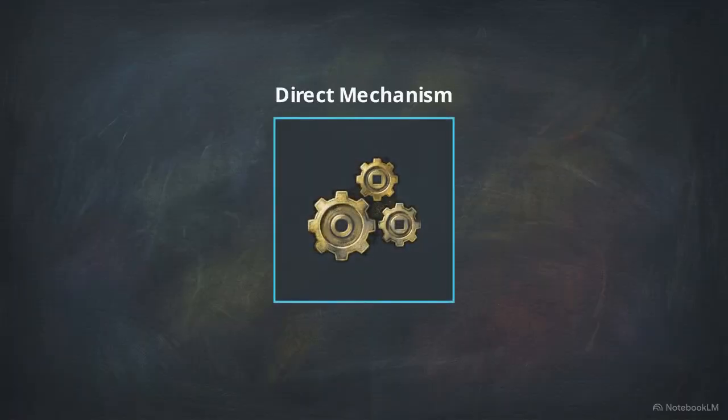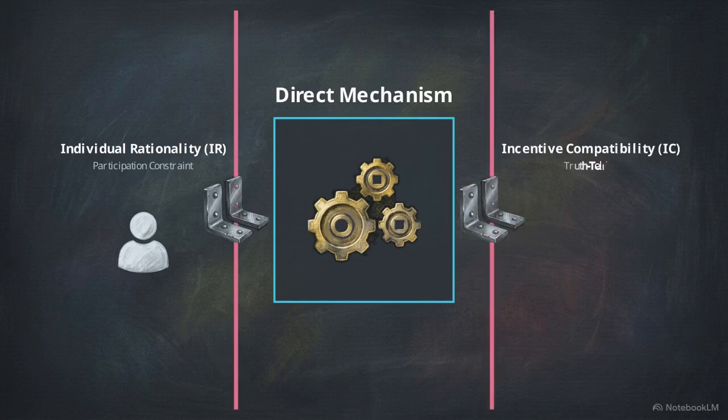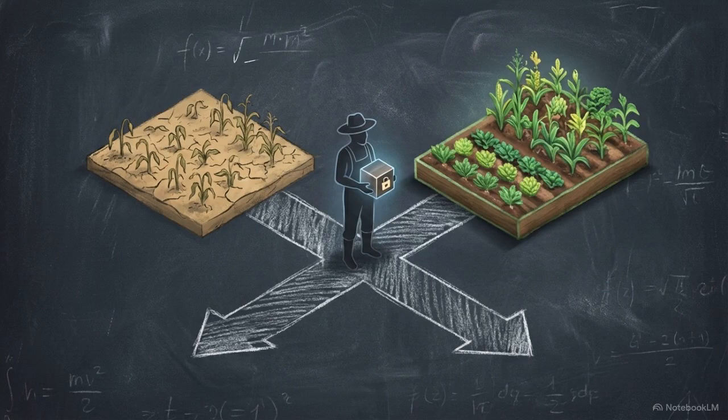A direct revelation mechanism is valid only if it respects two mathematical boundaries. The first is individual rationality, or IR, also known as the participation constraint. The second is incentive compatibility, or IC. This rule ensures reporting the truth strictly maximizes utility. Since participation is typically voluntary, the mechanism must guarantee an outcome that meets or exceeds the agent's baseline outside option.